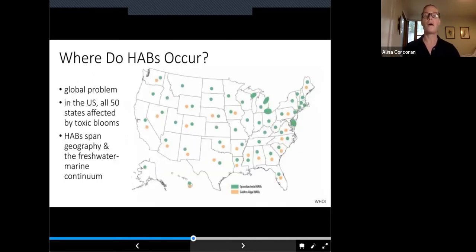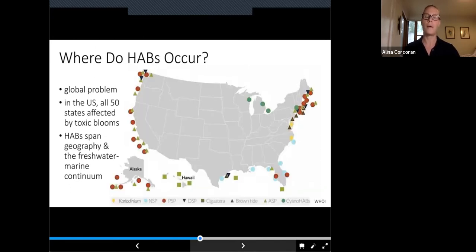Harmful algal blooms are a global phenomenon. And in the US, all 50 states are affected by toxic blooms. This map shows the prevalence of blooms in freshwater systems, so inland systems far from the coastlines. And this map shows the prevalence of blooms along the coastlines. And what you'll notice is that you have certain taxa or certain poisoning syndromes that are found in certain locations.